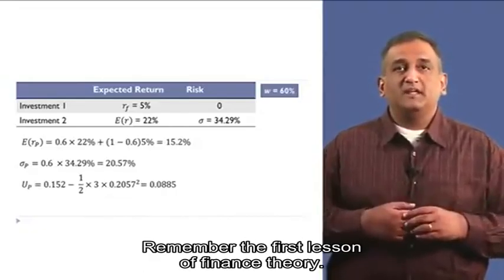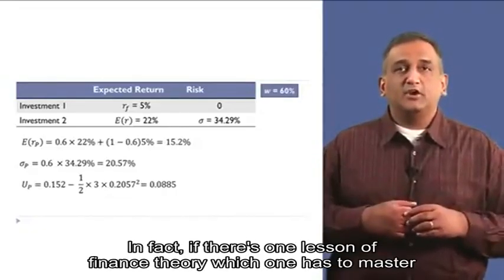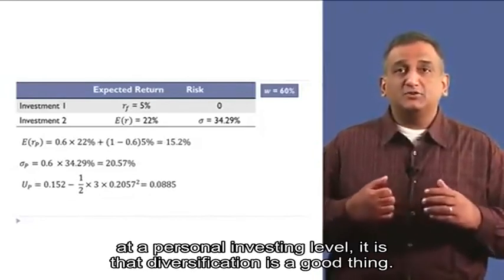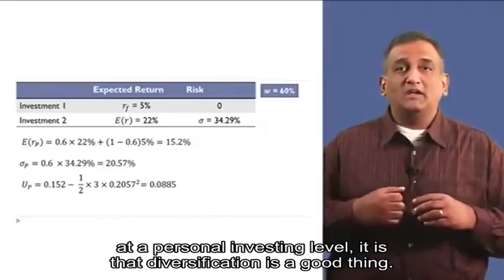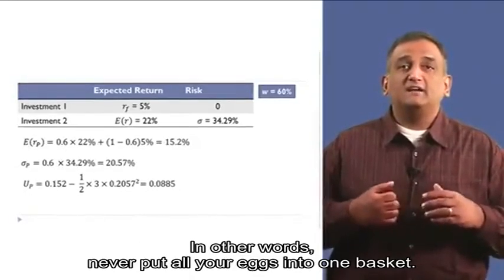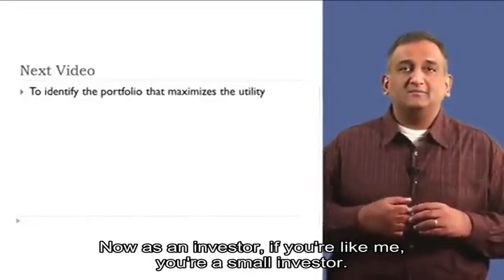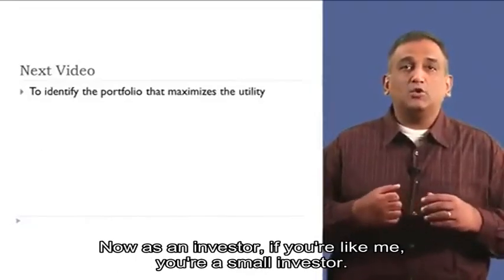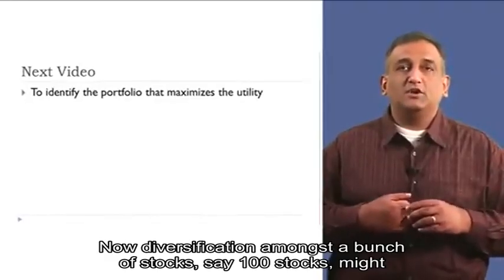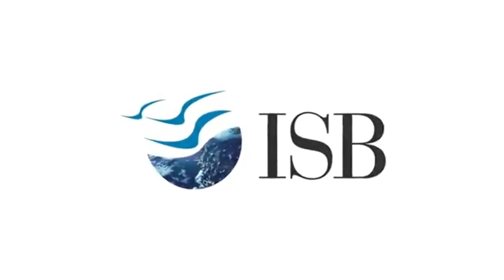Investor happiness or utility may be quantified by using utility functions. We will use what is called a quadratic utility function. U is equal to ER minus half times A times sigma squared, where ER is the expected return of the investment, sigma squared is the variance of its returns, and A is the coefficient of risk aversion.